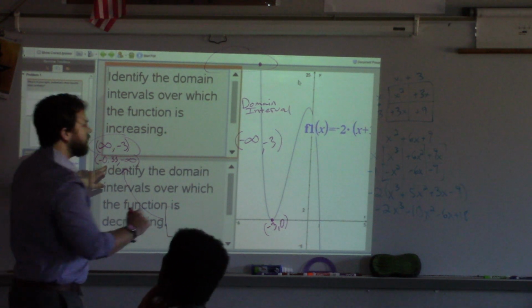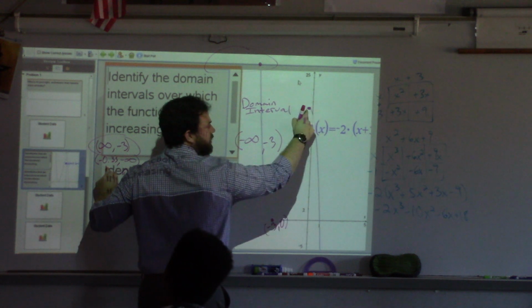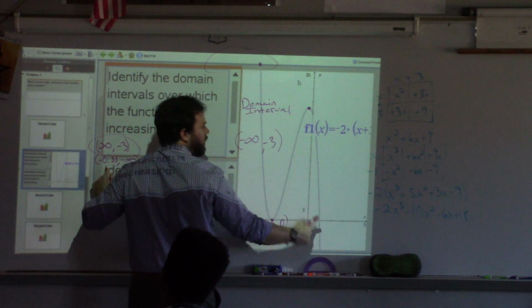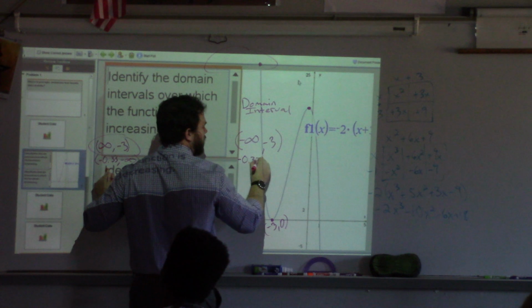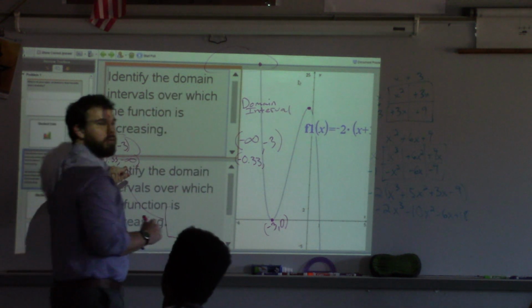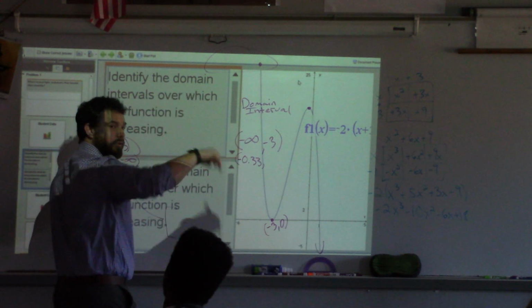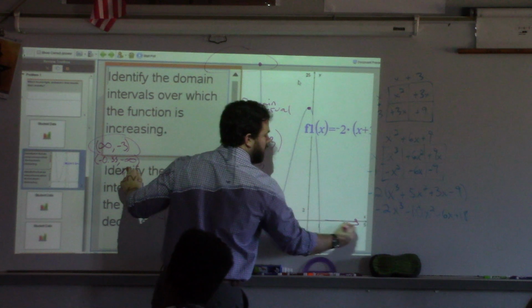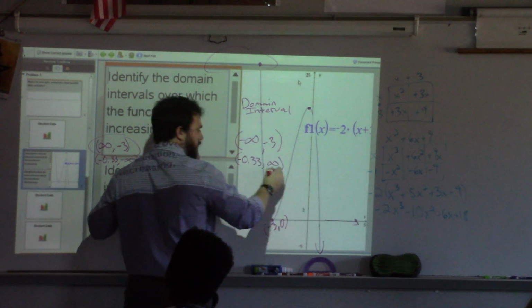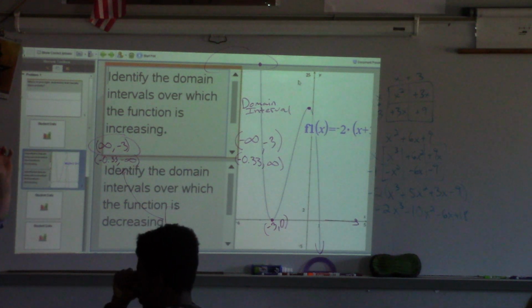And then a similar issue here. Do we all agree that negative 0.33 is where it starts to decrease again? Okay, so negative 0.33, comma, they put negative infinity. Is that a domain value that they're referring to? As it goes down, it's also going to the, so that should be positive infinity. You've got to remember the domain intervals are just those x values.